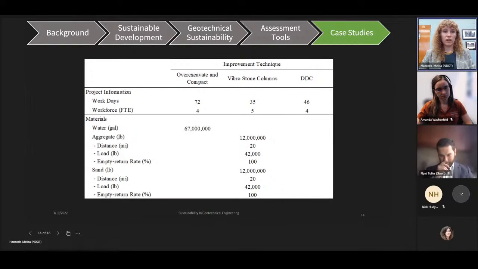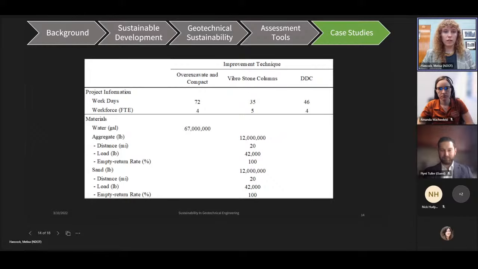So here on this slide is a clip. The rest of the chart is on the next slide. But this goes over all the project alternatives. You see those three across the top there, and the different inputs that were analyzed. So you can see materials here.